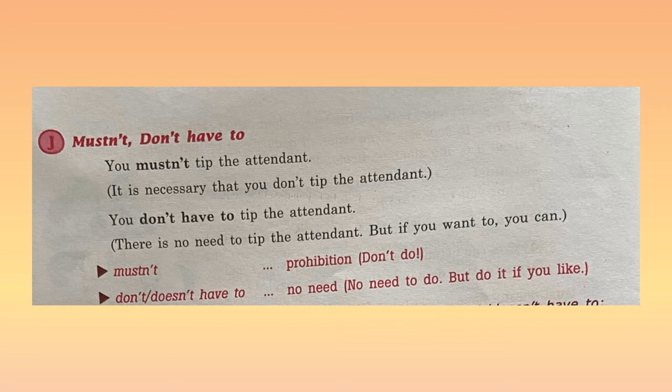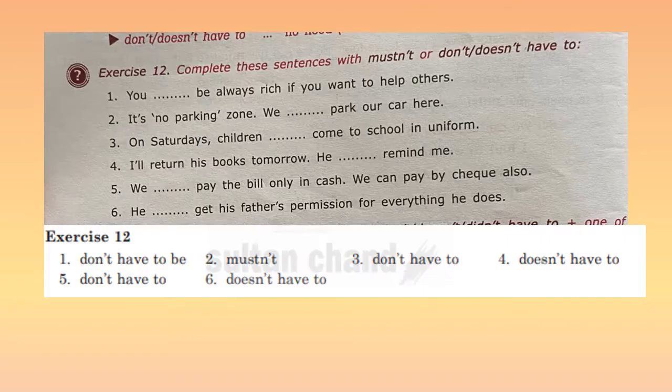And where we have to use don't have to, what is the meaning of don't have to? You don't have to tip the attendant. It means there is no need to tip the attendant, but if you want, you can. So the difference between mustn't and don't have to is, mustn't reflects that something is prohibited, means don't do it at all, and don't or doesn't have to reflects no need, but do it if you like.